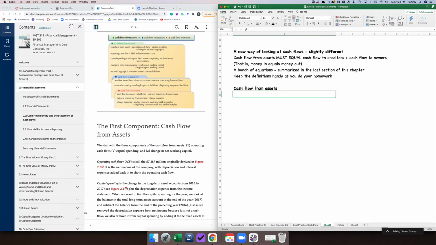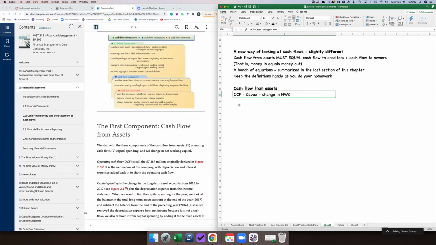Okay, cash flow from assets. Cash flow from assets is defined as your operating cash flow minus your capital expenditures, and we're going to call that CapEx, capital expenditures or capital spending, minus the change in net working capital. Again, I'm going to abbreviate that. Okay. So it's operating cash flow. Now we defined that above. All right, so our cash flow from assets, what this means is this is the money that's being generated or used up in the company from the assets of the company.